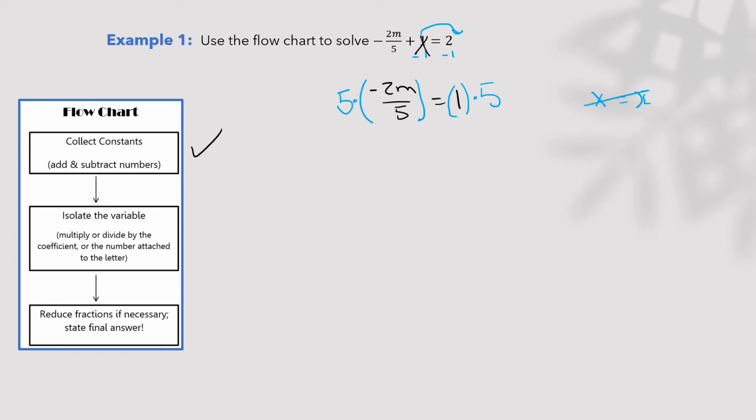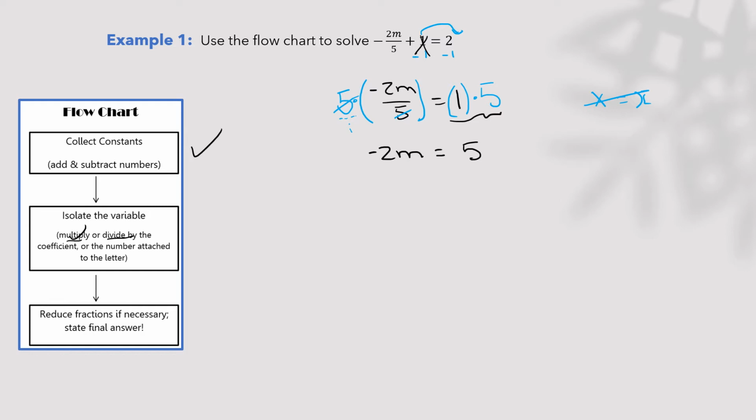So when I multiply, the reason I do that is to cancel out these 5's, because if this is 5 over 1, then 5 over 5 gives me 1. So what I have left here is -2m equals 1 times 5 is 5. I'm still in step 2. I did the multiplying part first.